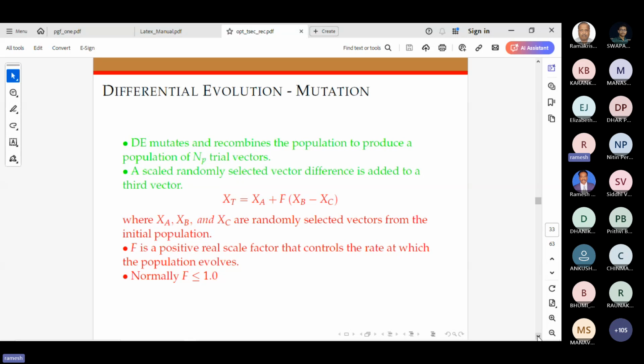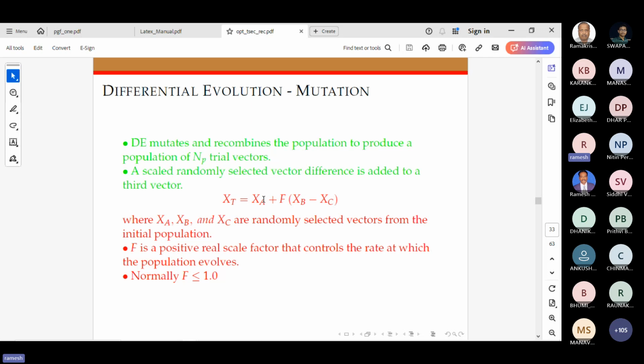But what happens in differential evolution is, after the initial population is created, we create what are known as trial vectors. This trial vector xt is a combination of three randomly selected vectors. First is what is known as a base vector. Remember, all three are picked from the initial population only, but randomly picked.